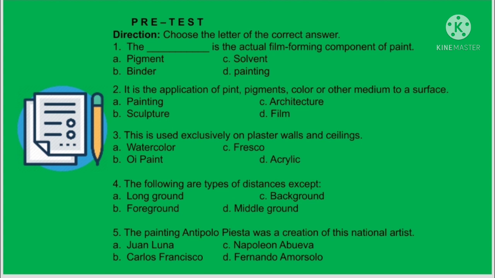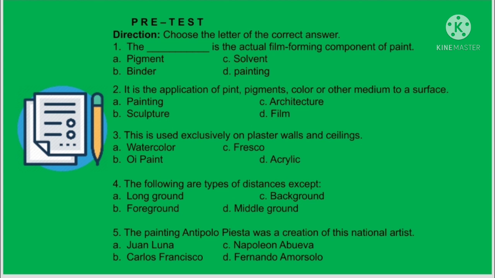Number two, it is the application of paint, pigments, color, or other medium to a surface. A. Painting. B. Sculpture. C. Architecture. D. Film. Number three, class. This is used exclusively on plaster, walls, and ceilings. A. Watercolor. B. Oil paint. C. Fresco. D. Acrylic.